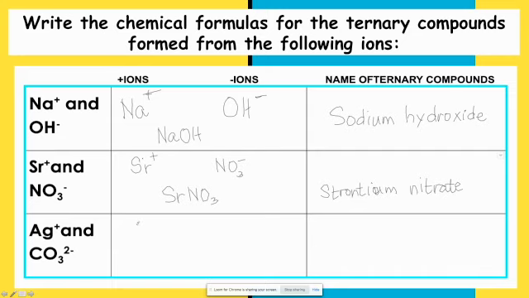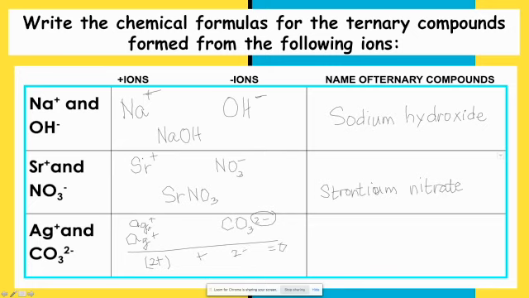And this one is silver. Okay, Ag plus, and then carbonate, CO3 2 negative. So we have 2 charges here, so we need 2 Ag here. Okay, 2 silver, and then it's already balanced. And then this is 2 plus, plus 2 negative gives you 0.